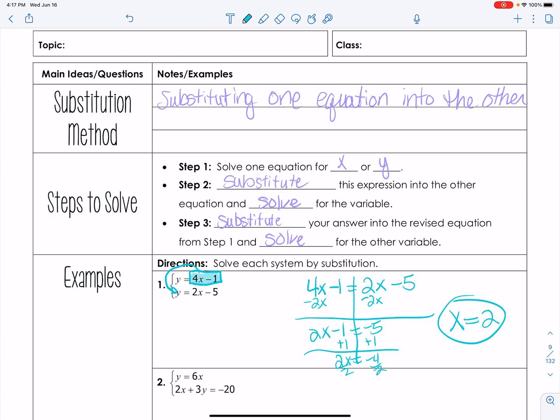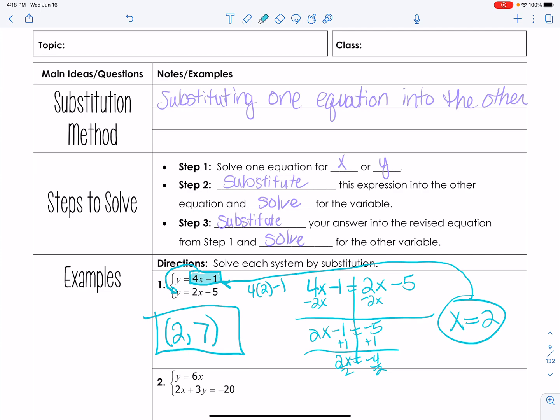Remember back to last section, your answers are always going to have 2 parts. So that just gives me the x value. I'm going to substitute it back into the box, and I'm going to say 4 times negative 2 minus 1, which is negative 8 minus 1, which is negative 9. So my answer on this is negative 2, negative 9.